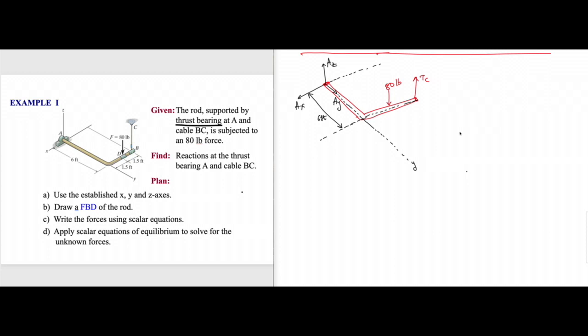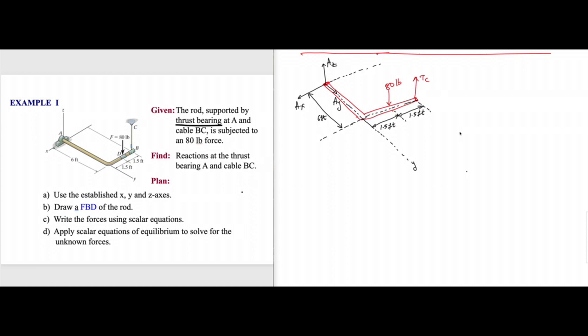And this 80-pound force, TC, this is 1.5 feet from y-axis, and TC is 1.5 feet from 80 pounds. So this is what is given in the problem.